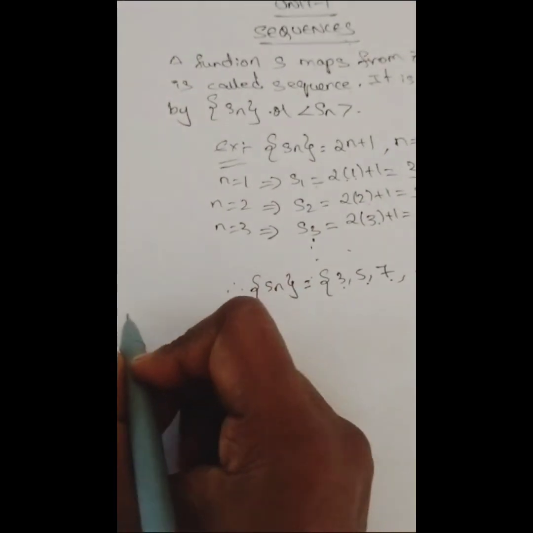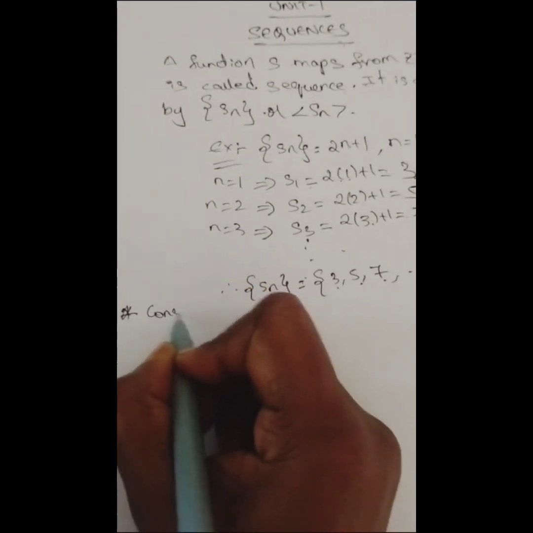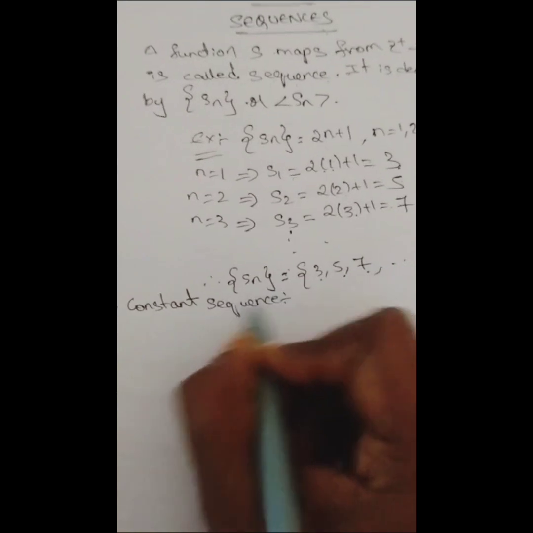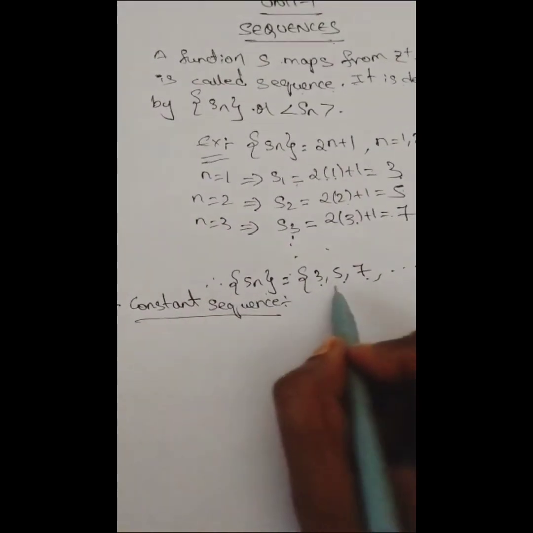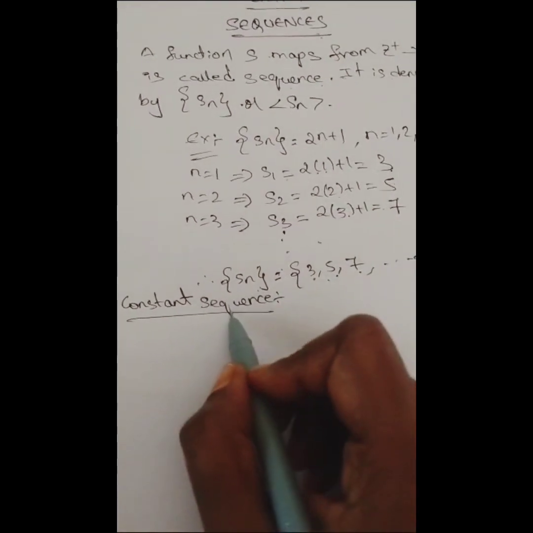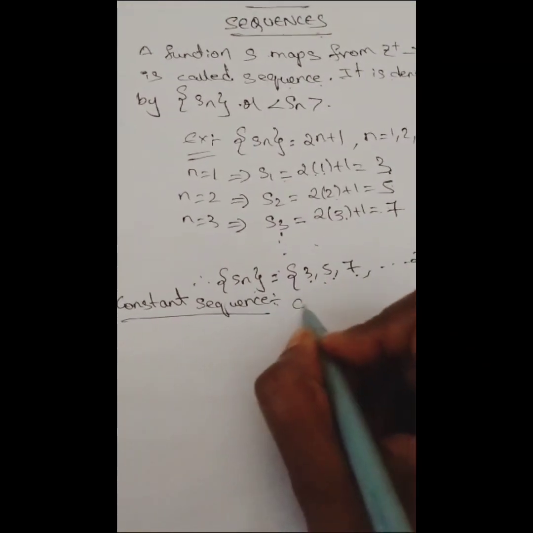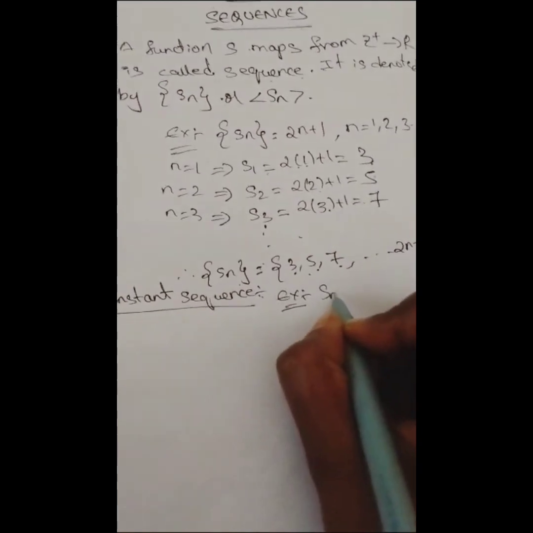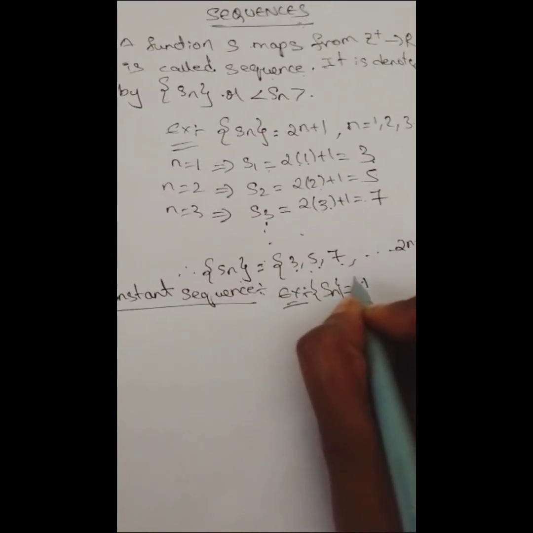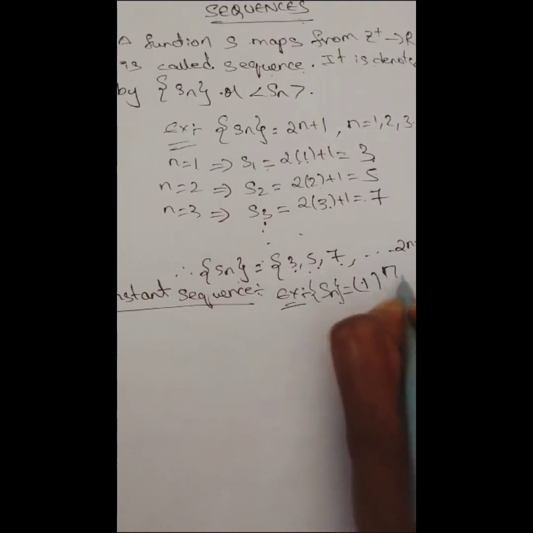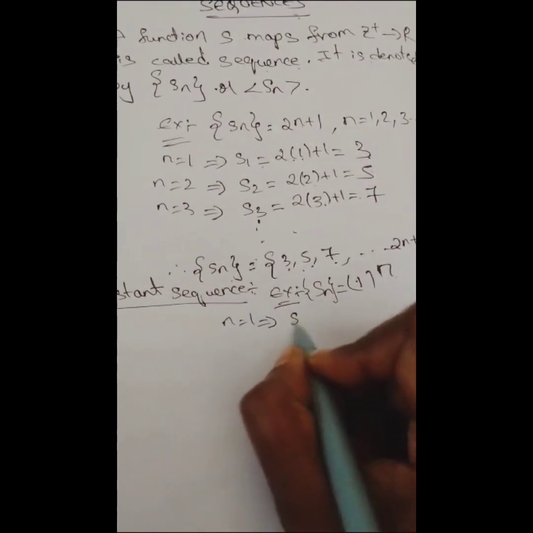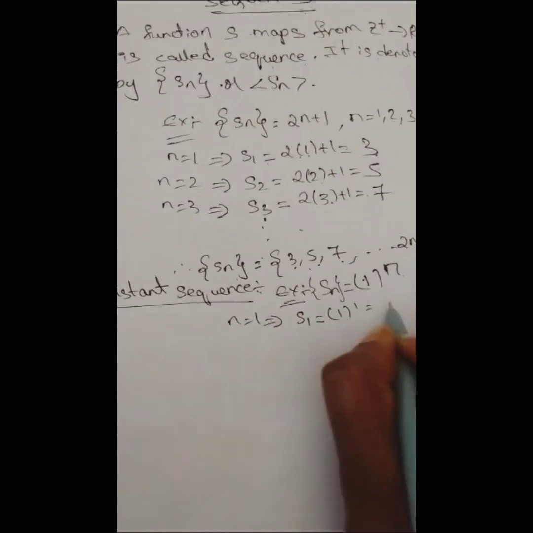Next we'll see the definition of a constant sequence. If in a sequence you are getting the same value in all the terms of the sequence, then the sequence is called a constant sequence. For example, the sequence Sn equal to 1 whole power n. Then for n equal to 1, what do we get? S1 equals 1 power 1, which equals 1.